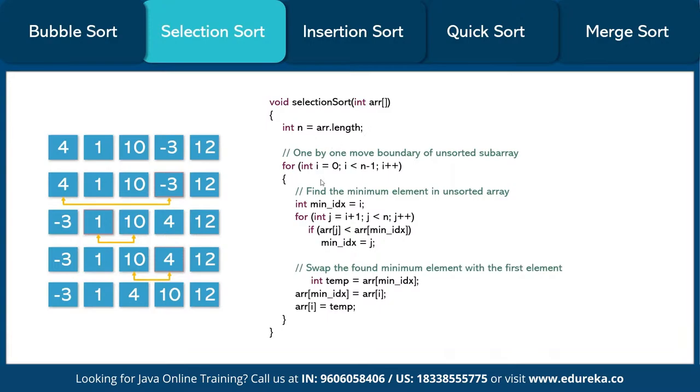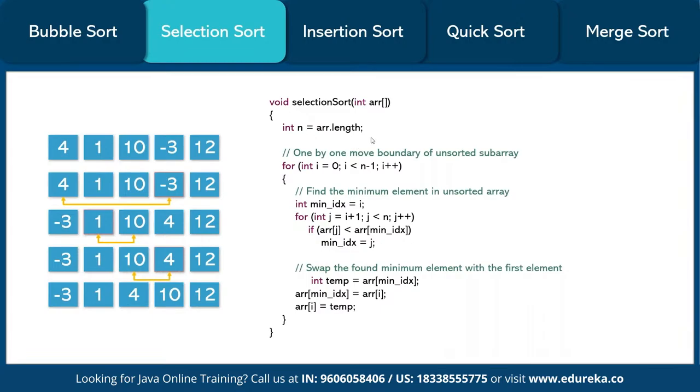And see, this is the code implementation which takes care of my selection sort. With each and every iteration, the minimum element from the unsorted subarray is picked and moved to the sorted subarray.